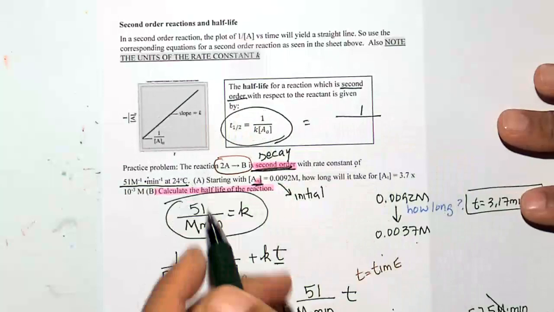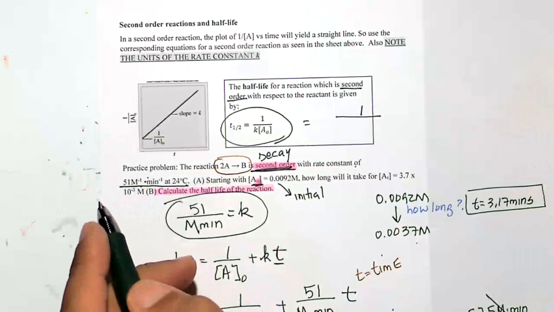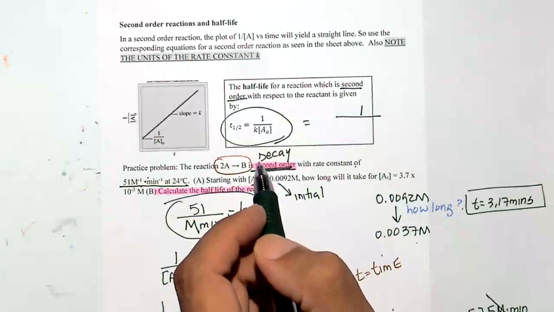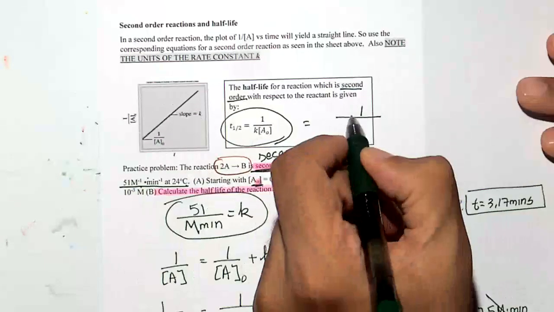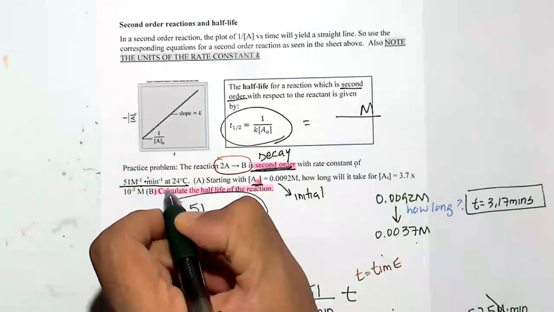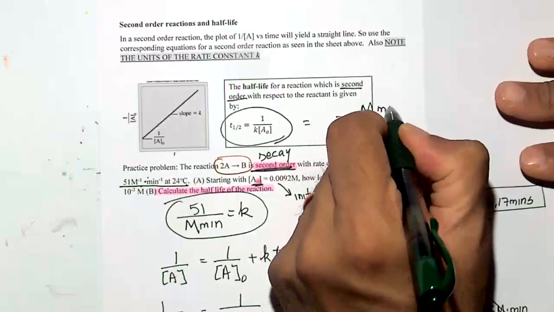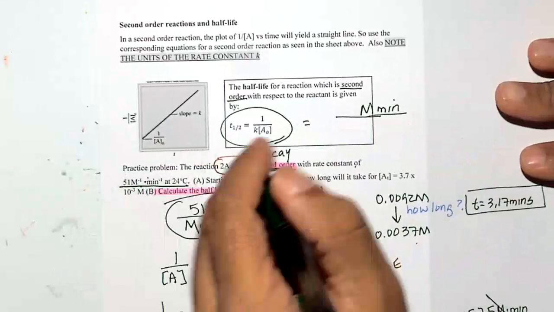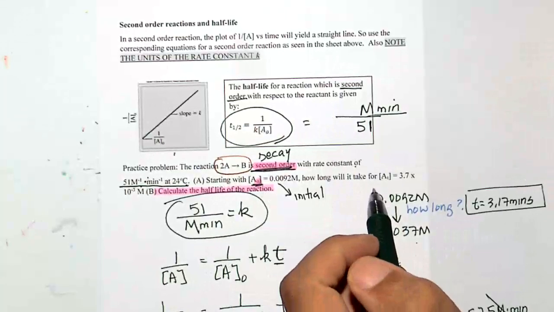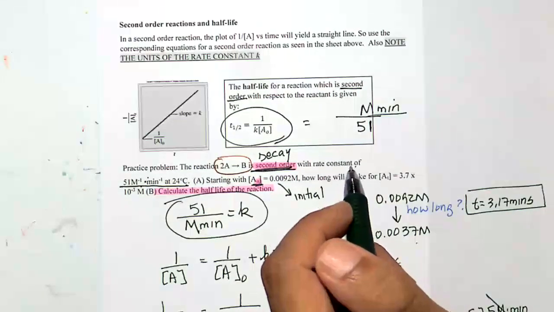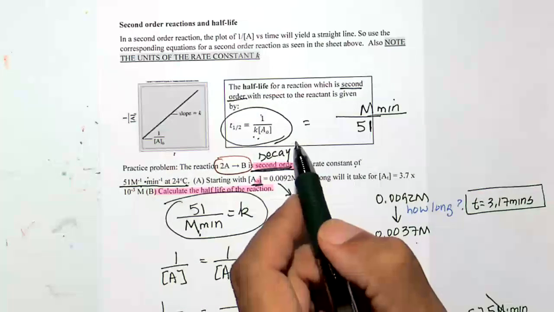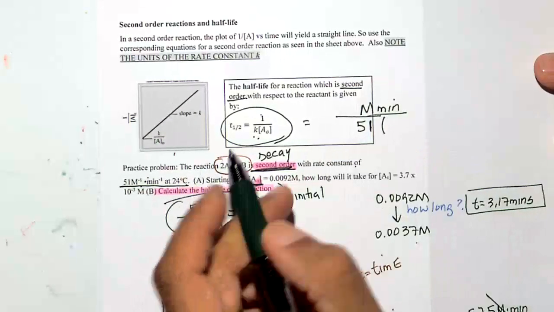All right, so 1 divided by k is 51 M to the minus 1, minute to the minus 1. So the M to the minus 1 and minute to the minus 1, I'm going to move up to the numerator. If I move it up to the numerator, it becomes M minutes. And the 51 stays in the denominator. So for 1 over k, the units go to the numerator, the 51 stays in the denominator.